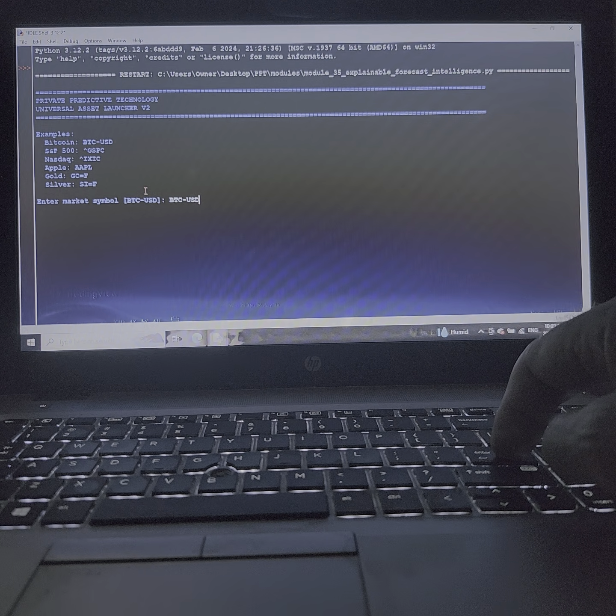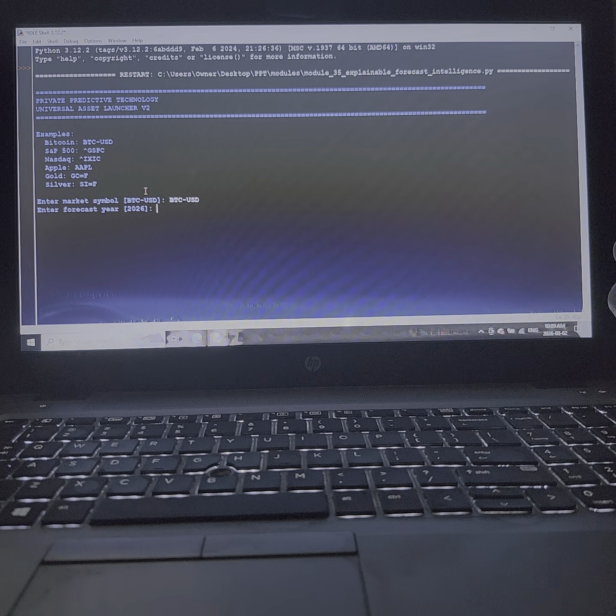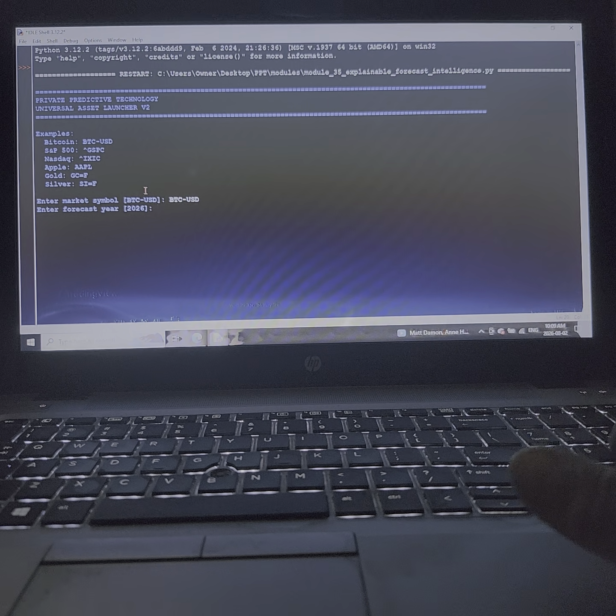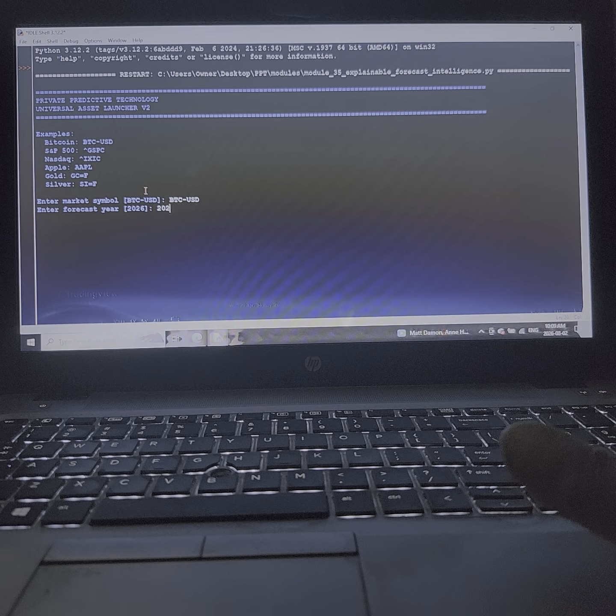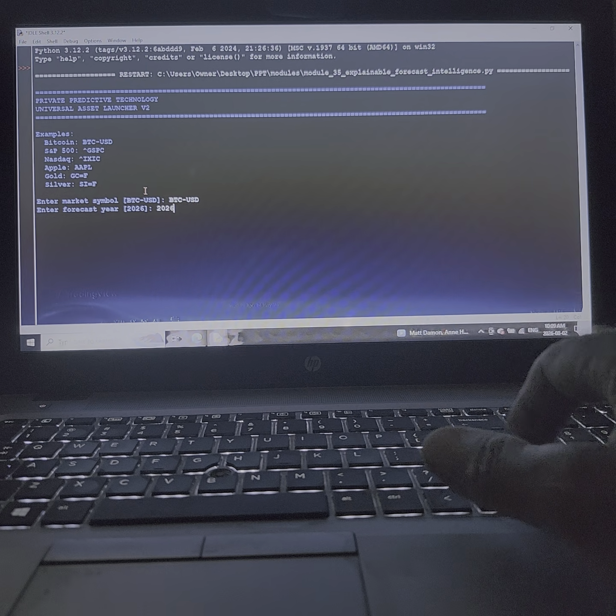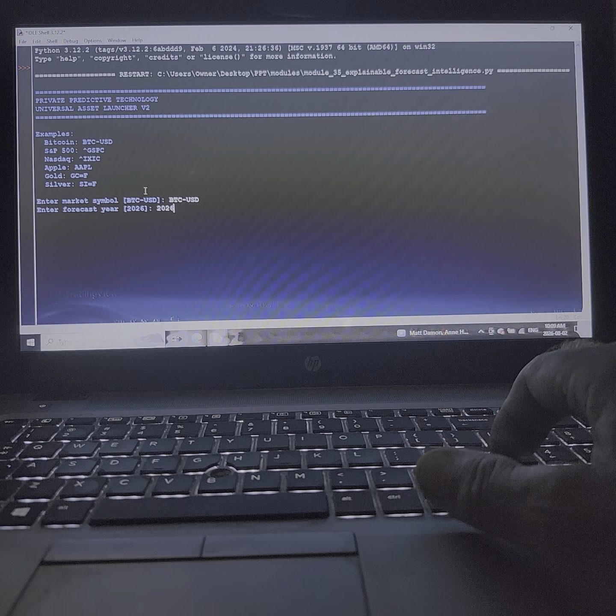Okay, so we're going to enter that. That's our market. Now it's asking us, what year would you like to forecast? Well, let's just say 2026. We want to know what's going on with Bitcoin.